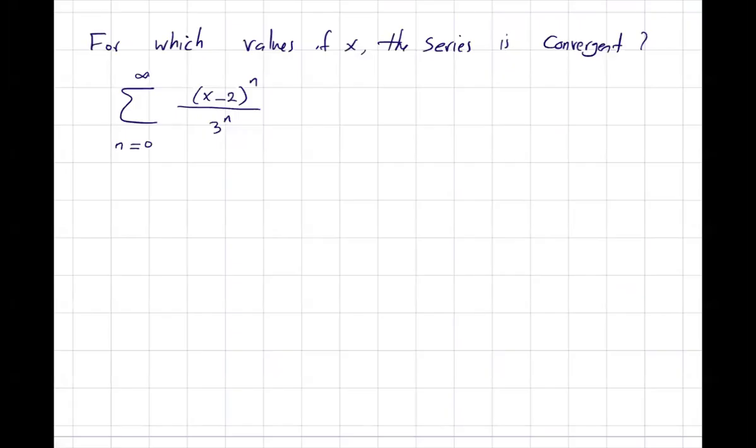For which values of x is the series convergent? So here you have the summation of (x minus 2) to power n divided by 3 to power n, starting from 0 to infinity. Remind yourself of geometric series.